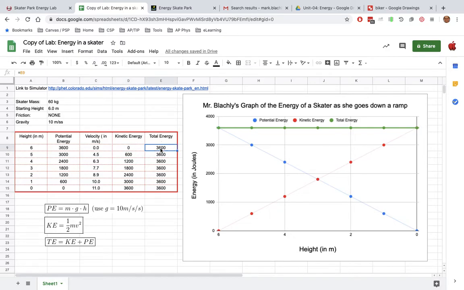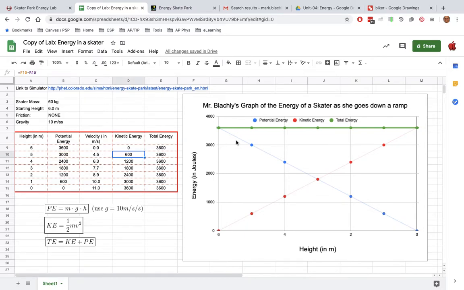And then we found the total energy. We added up the potential and the kinetic, and we got the total energy. So the skater starts off with 3,600 joules of total energy. And then here's what happened. When she went down the hill, she was at 5 meters high now. Her potential energy got smaller, but she started moving, so her kinetic energy got bigger.